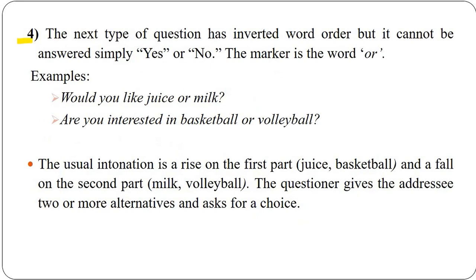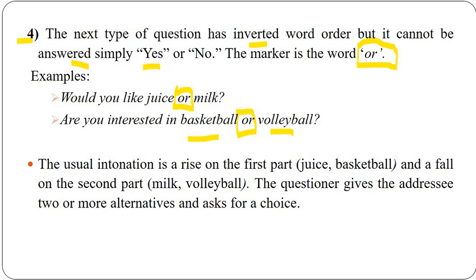So let's see number 4. The next type of question has inverted word order, but it cannot be answered simply yes or no. The marker is the word or. Okay, these question types might seem like yes-no questions, but these are not yes-no questions because they propose an option or varieties of options to the listener with an or phrase. Or kullanarak opsiyon sunuyor. Yes no question değil arkadaşlar.